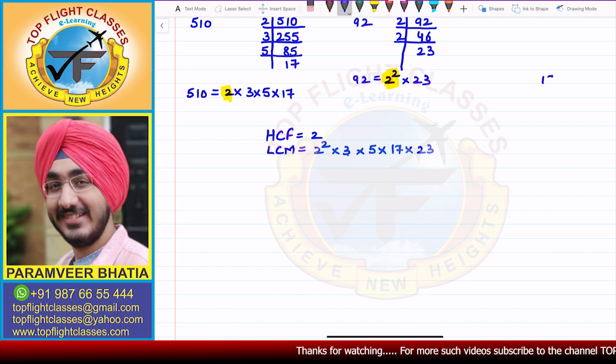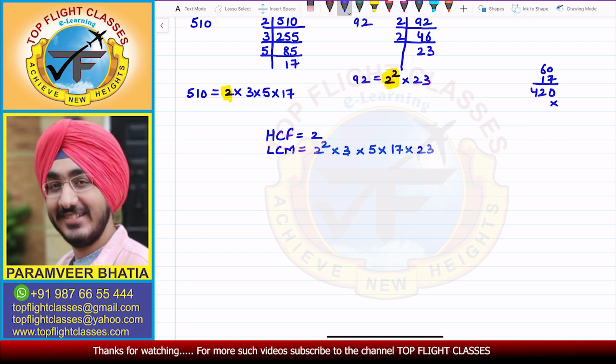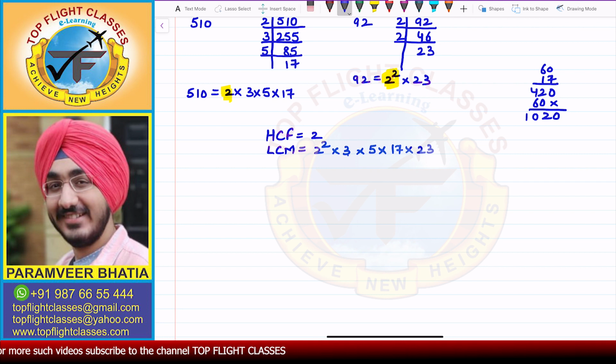So 17 into 60, we have to do 70, 7 4 20 into this will be 60, right? So from here you will get 0 2 and 1020. Now 1020 has to be multiplied by 23.